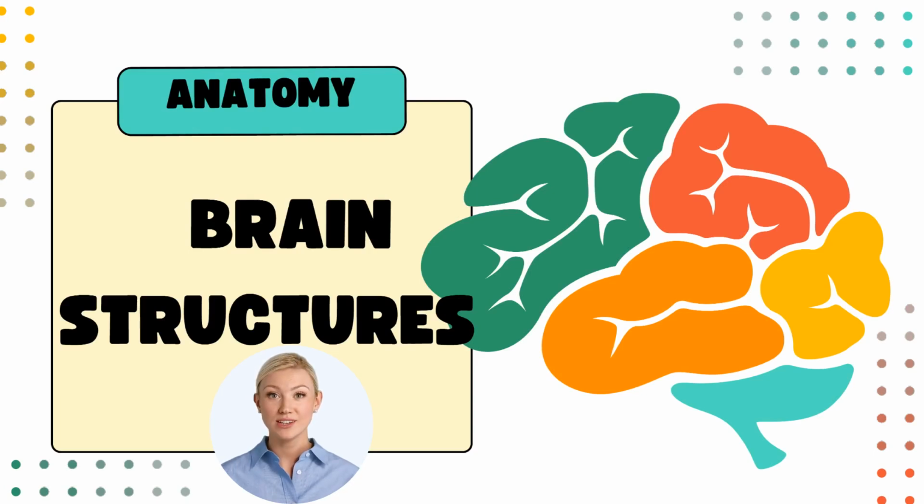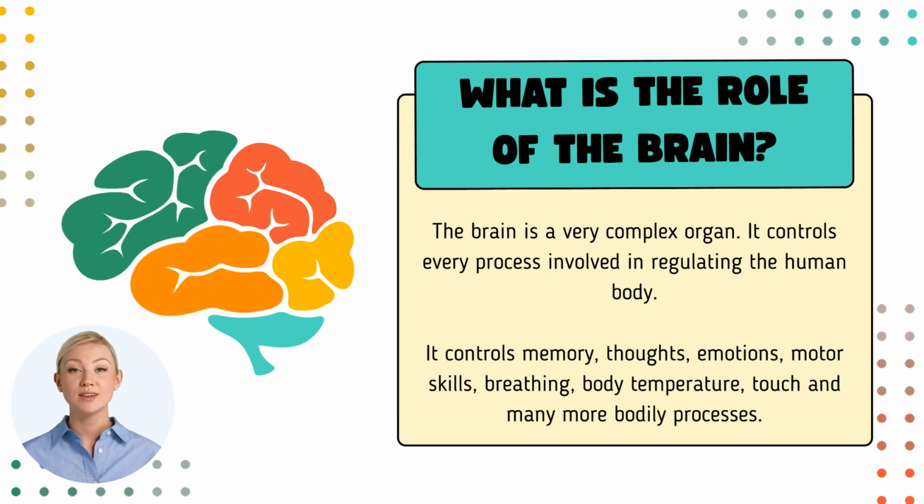Anatomy, brain structures. What is the role of the brain? The brain is a very complex organ. It controls every process involved in regulating the human body. It controls memory, thoughts, emotions, motor skills, breathing, body temperature, touch, and many more bodily processes.